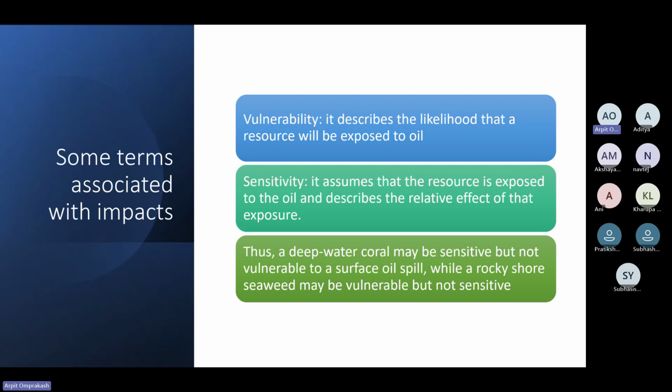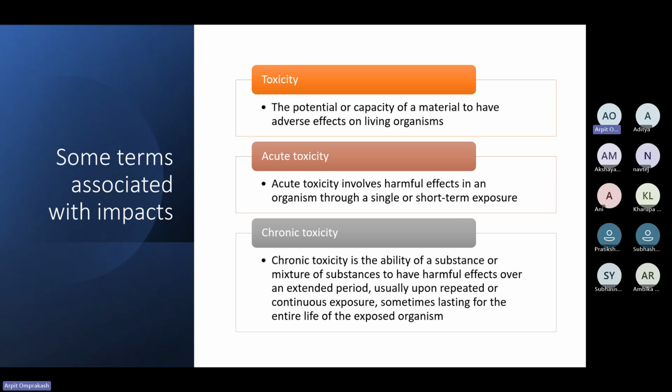So a rocky shore seaweed lives near the shore. So it's more vulnerable to a surface oil spill, but it is not sensitive because it has a mucus layer that protects it from oil. Right. So some other terms that are associated with impacts are toxicity.